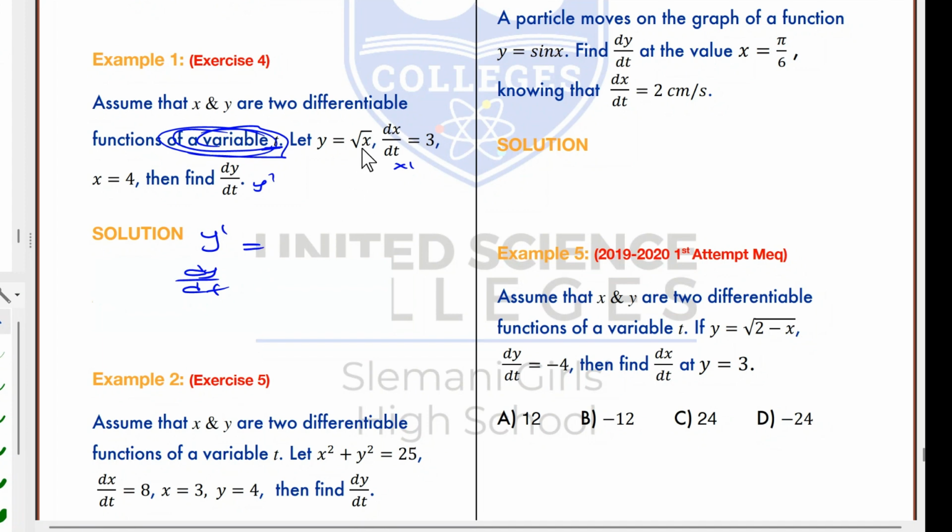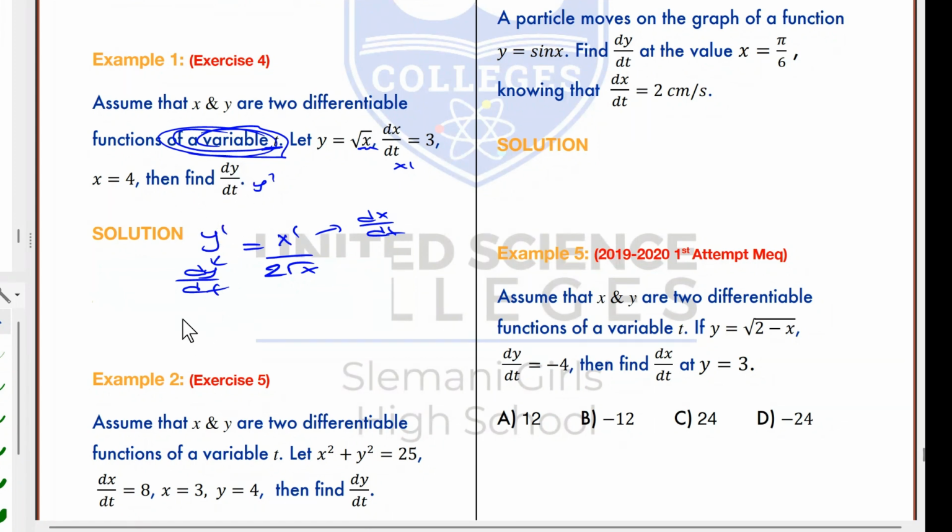Equals, what is the derivative of the square root of x? The derivative of the inside, x prime, divided by 2 square root of x. Or you can say dx over dt divided by 2 square root of x. Since writing this over and over again takes time and is annoying, I'll just use primes, okay? So y prime is dy over dt.